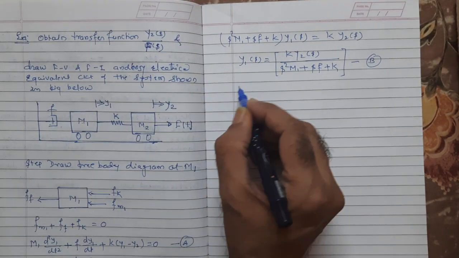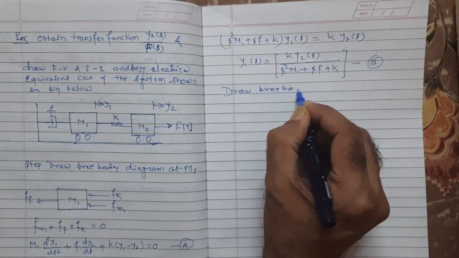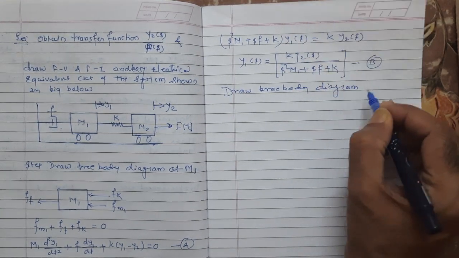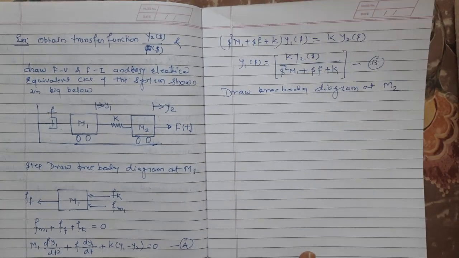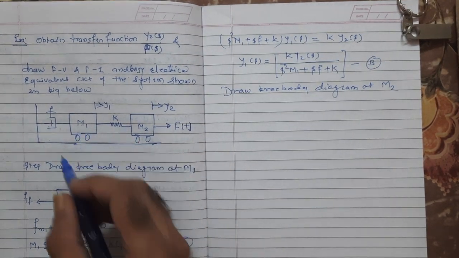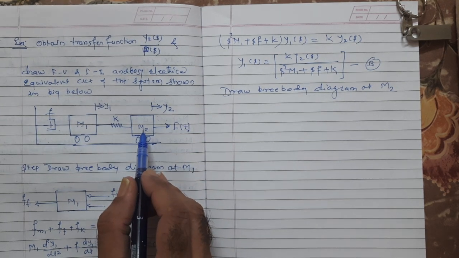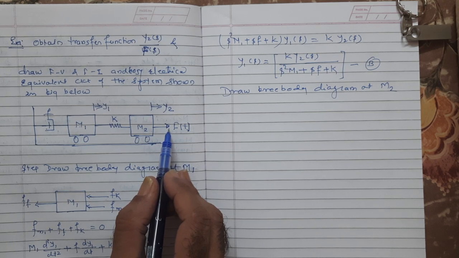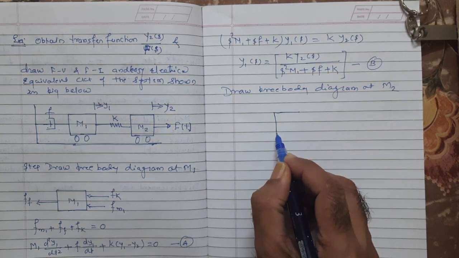Now draw the free body diagram at m2. Now to m2, how many forces are associated? One is due to m2, one is due to k, and another force is due to the external force f of t. So we have a total of 3 forces associated with m2.